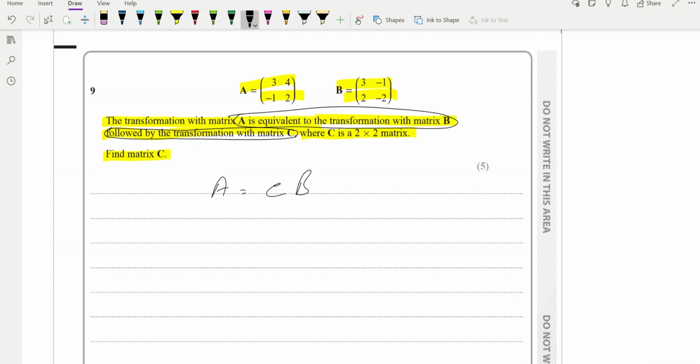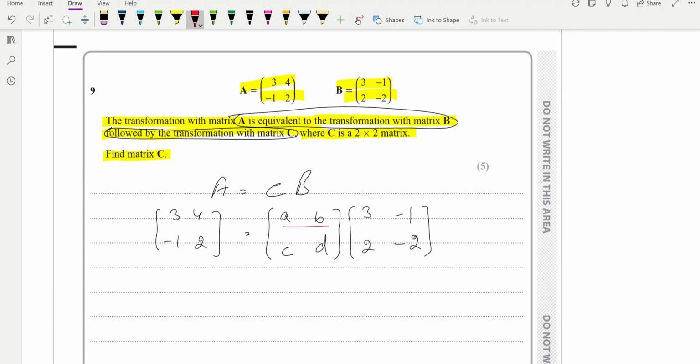So this one we can write like this. A is given 3, minus 1, 4 and 2, and this will be equal to the C matrix, which we don't have, but we can write the members as a, b, c, d, and we can find the values of a, b, c, d. And B is given, which is 3, 2, minus 1 and minus 2. Now we can multiply these two matrices.